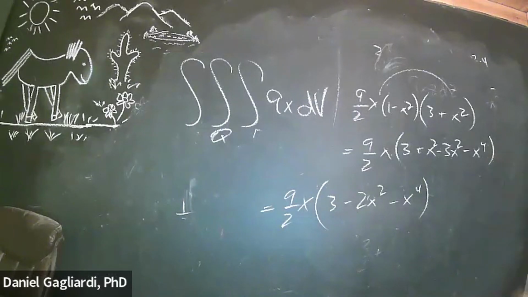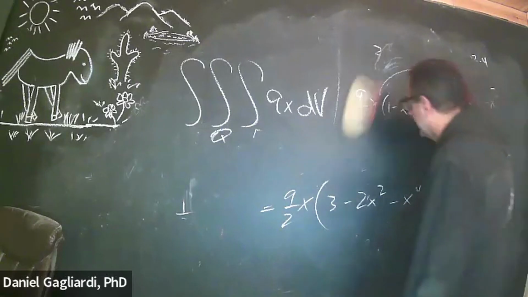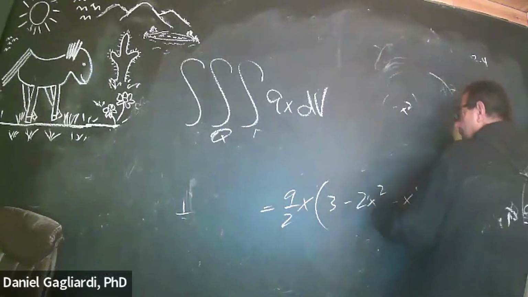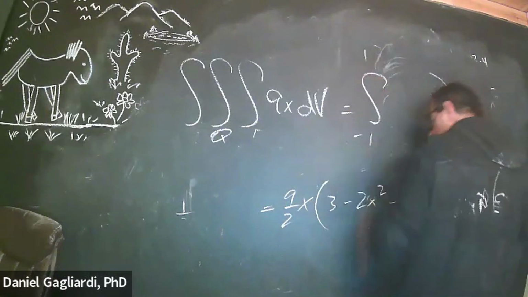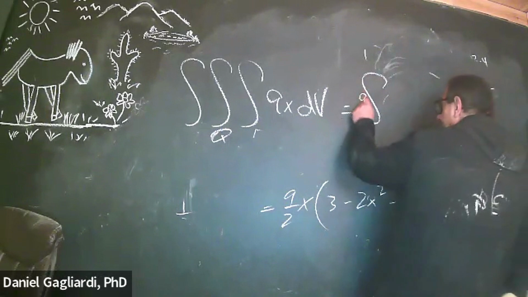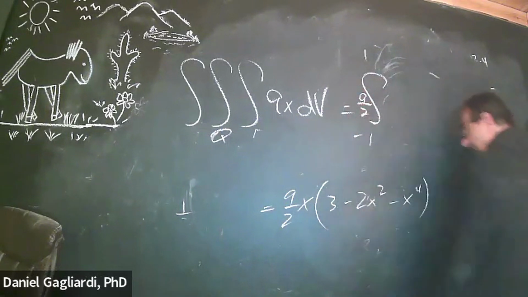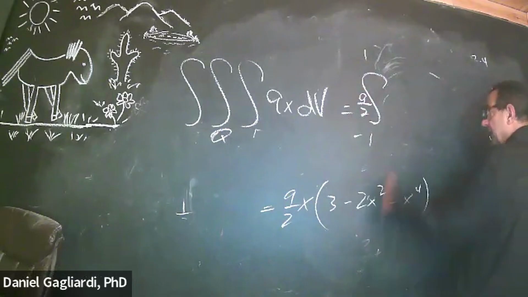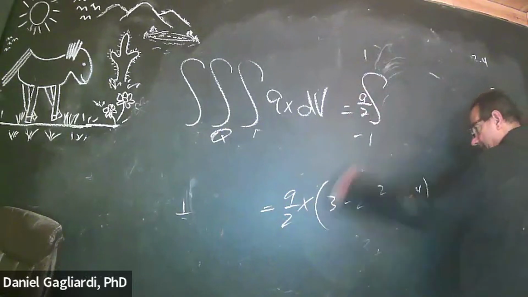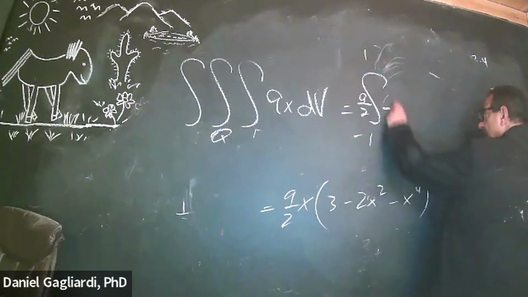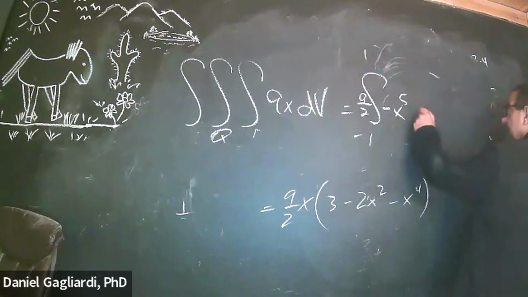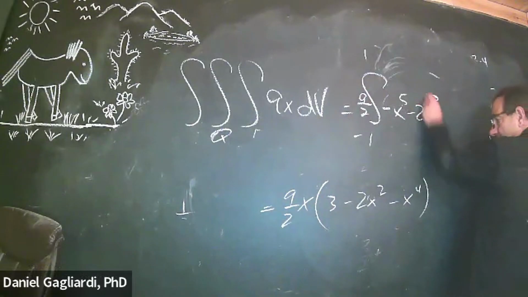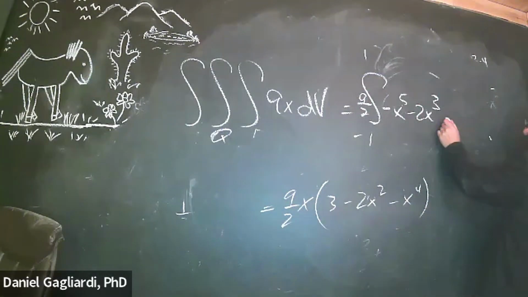Distributing the x, and we'll leave the 9 out. And then what did we have? We had the integral, so the remainder of this is the integral from -1 to 1. Like I said, I'll take the 9 halves and put it outside and distribute that x. So in power descending form, we have negative x to the fifth, and then negative 2x cubed, and then positive 3x, dx.